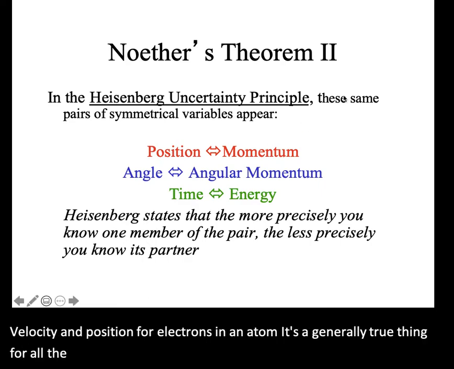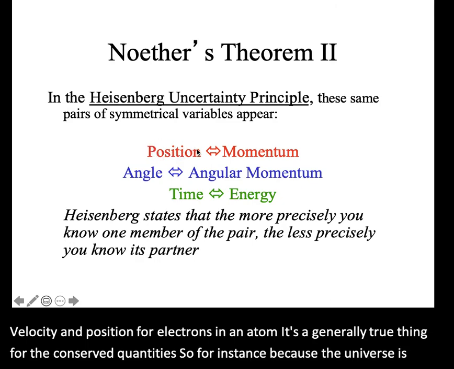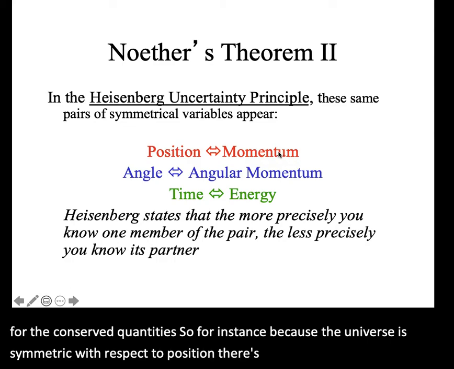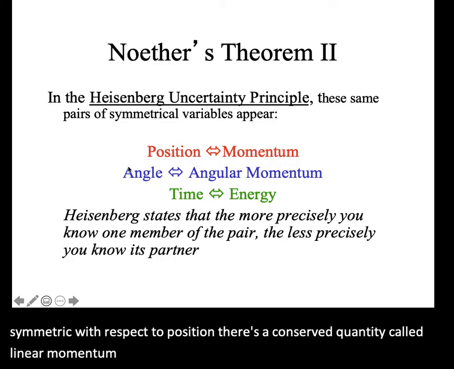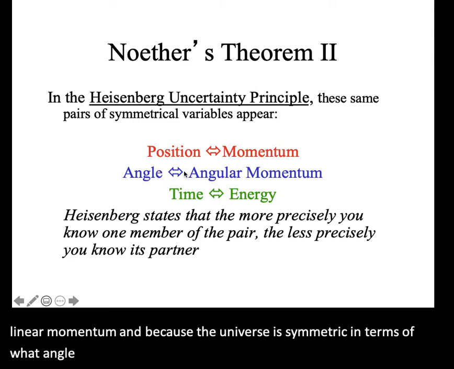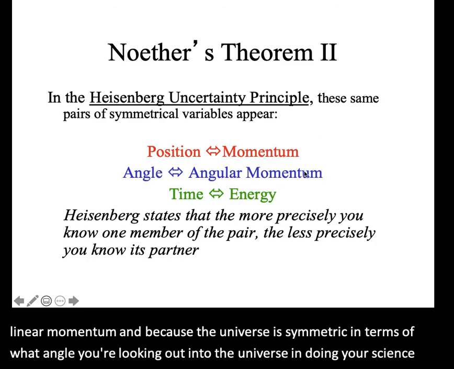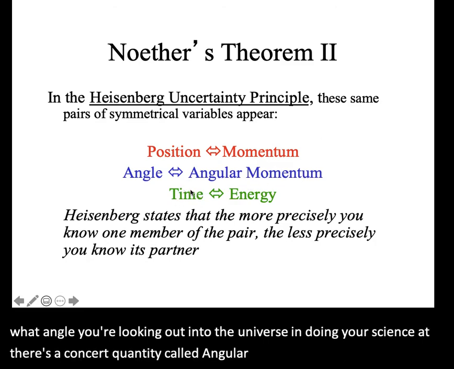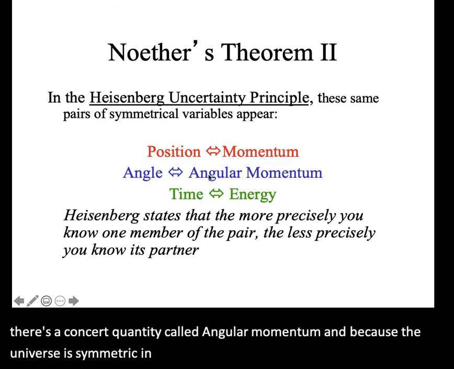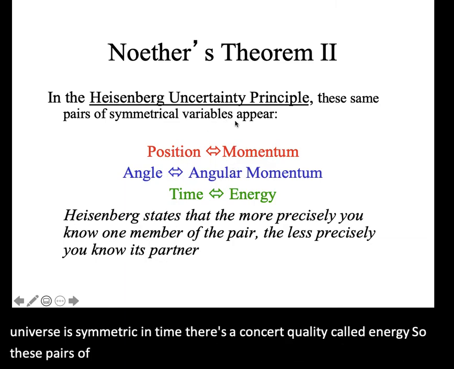So for instance, because the universe is symmetric with respect to position, there's a conserved quantity called linear momentum. And because the universe is symmetric in terms of what angle you're looking out into the universe and doing your science at, there's a conserved quantity called angular momentum. And because the universe is symmetric in time, there's a conserved quantity called energy. So these pairs of variables all obey the Heisenberg uncertainty principle.